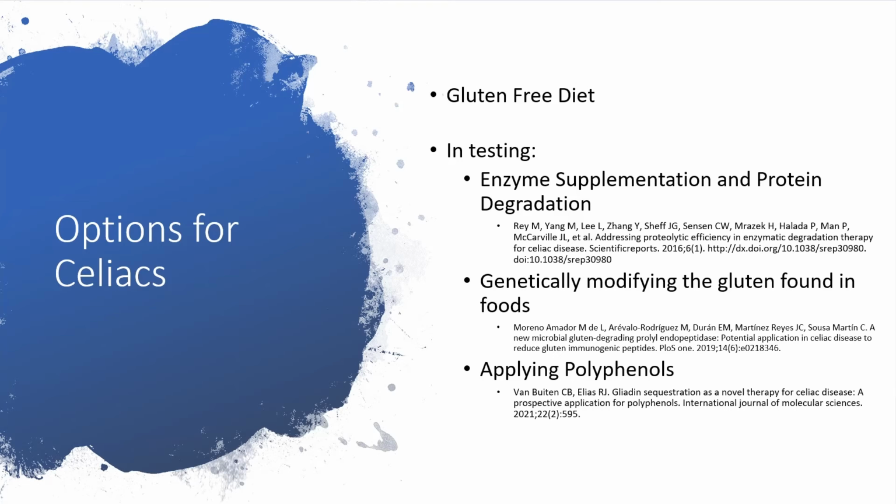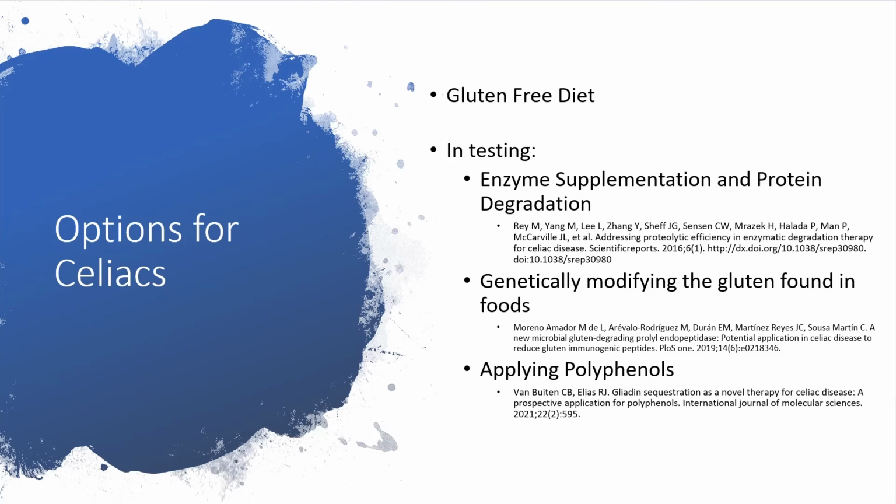Genetically modifying the gluten would allow the gluten to pass without being recognized by your immune system, and therefore would not be attacked. This seems to be a viable strategy but needs more research to see how consistent it is and has the controversial public opinion aspect on genetically modified foods.